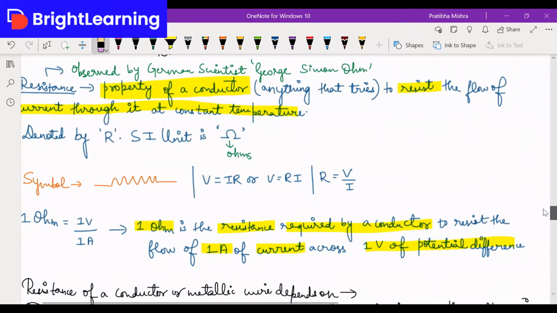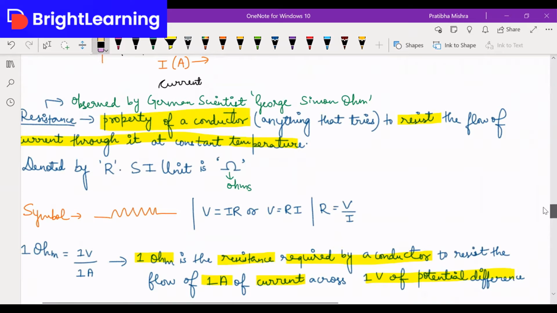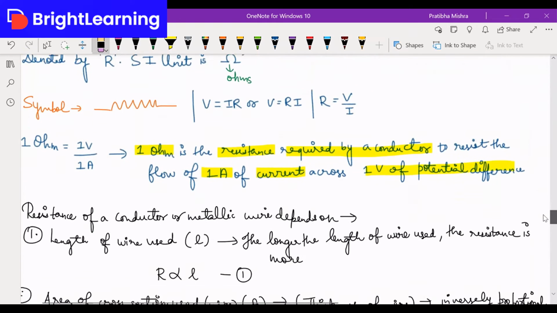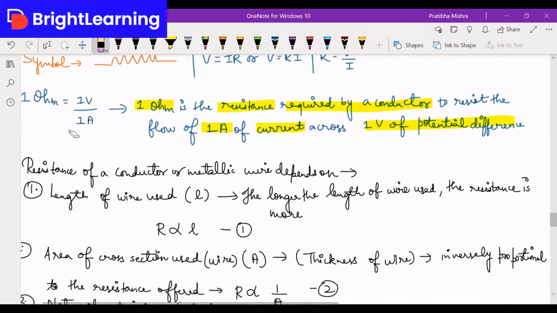We studied this, and this was observed by a scientist called George Simon Ohm, right? We also defined 1 ohm, which is the resistance required by a conductor to resist the flow of 1 ampere of current across 1 volt of potential difference or electric potential.